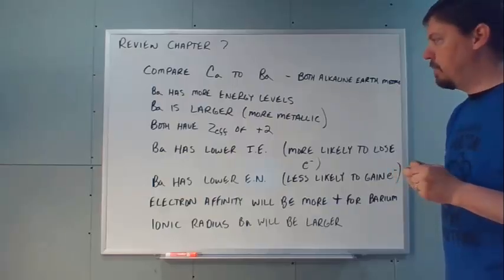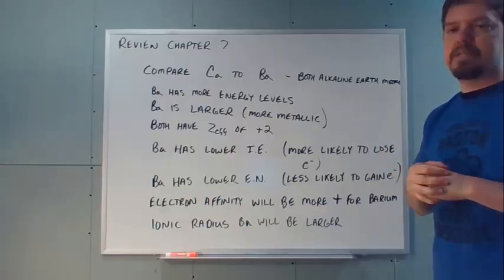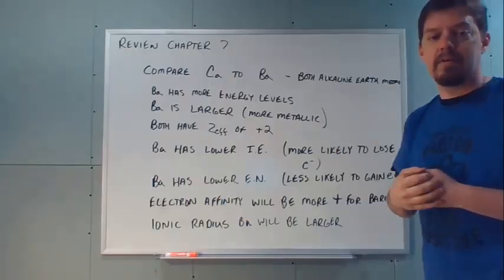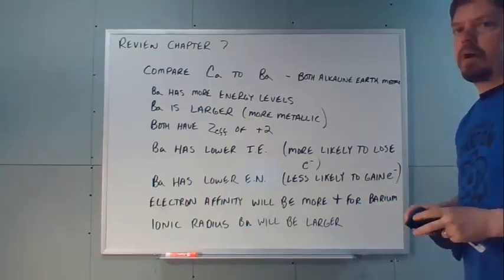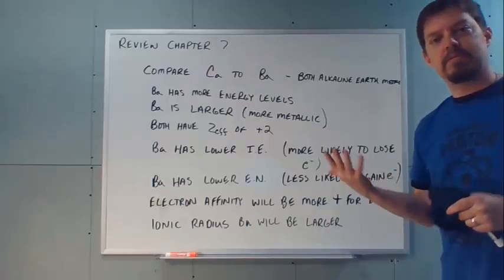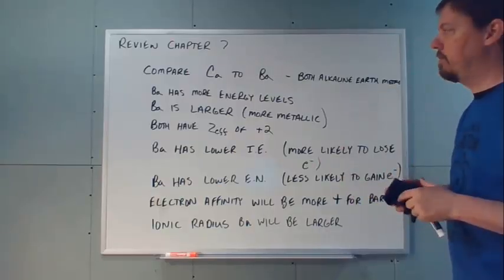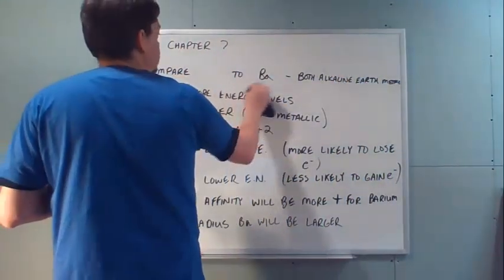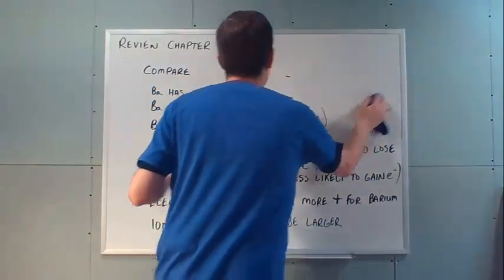So barium is a much better metal than calcium is. It's going to be much more reactive if you try to let it behave as a metal, where calcium is going to be more likely to form covalent bonds, although it still isn't going to do that very often, but it'll be much more likely to do that than barium will. All right, so let's look at a different example.